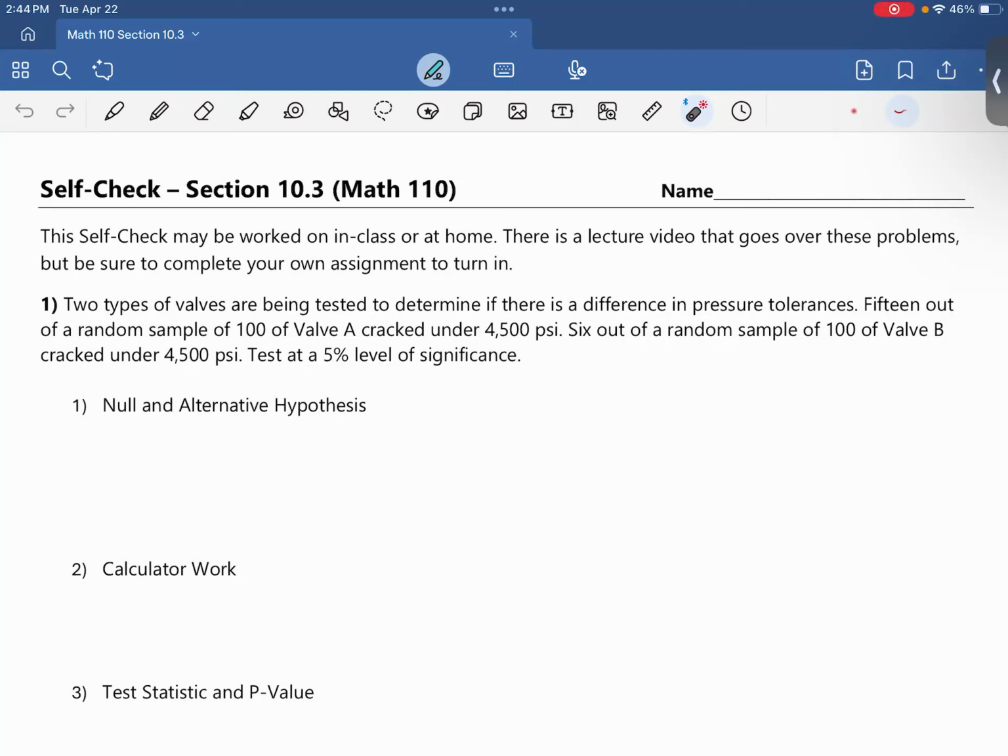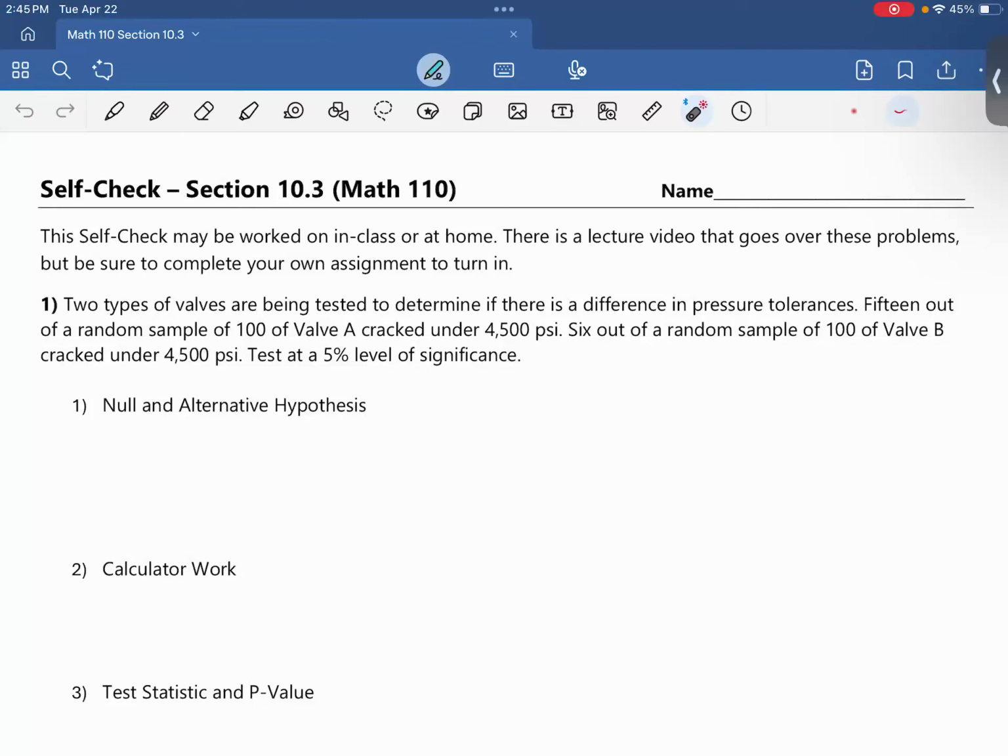Let's take a look at number one. Number one states, two types of valves are being tested to determine if there is a difference in pressure tolerances. 15 out of a random sample of 100 of valve A cracked under 4,500 psi. 6 out of a random sample of 100 of valve B cracked under 4,500 psi. Test at a 5% significance level.